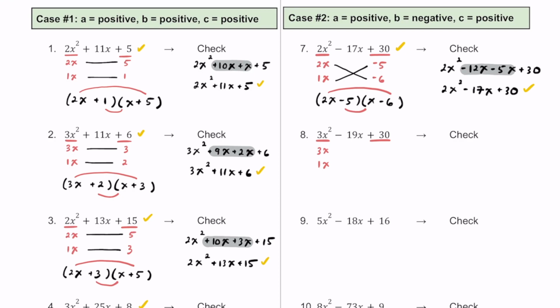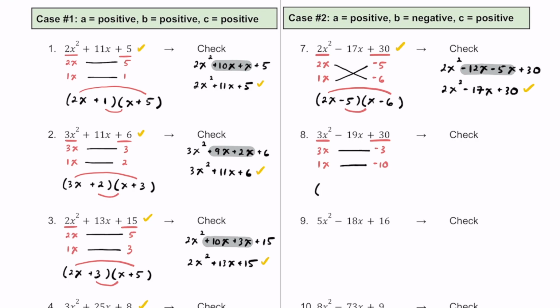So maybe we'll start with 3 and 10. So maybe we'll start with negative 3 and negative 10. Remember, for all of these, we need 2 negative numbers to get the negative b value in the middle. If we go across here, this is going to be negative 9 and negative 10, which does combine to make negative 19. So that kind of worked out for us. I'm going to call this my outers and these my inners.